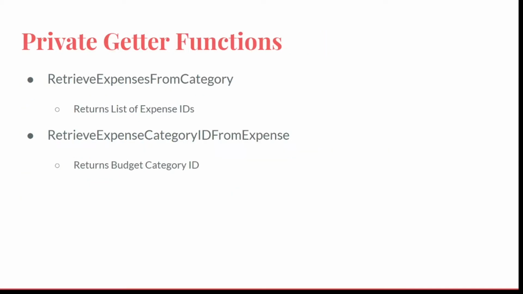Lastly, we have the private getter functions. I have a retrieve expenses from category function. This is going to return a list of expense IDs associated with a specific category. I find this will probably be useful when deleting a category. I can get that list of expenses beforehand and then handle those later. And then retrieve expense category ID from expense. This is specifically getting the expense category from a specific expense.